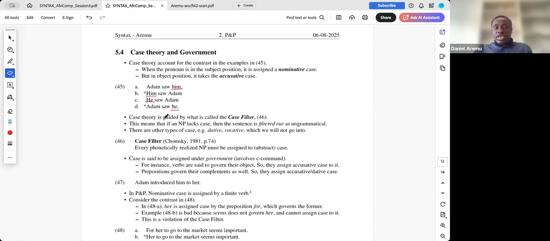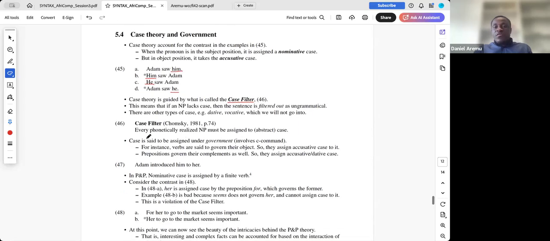And the short case theory is guided by what is called a case filter. And what the case filter says is basically what we have in 46, which says every phonetically realized NP must be assigned whether an abstract case or a morphological case. In fact, mostly an abstract case actually. Morphological case, there are languages that actually have morphological case. English, people have said, even though in the pronoun it shows different morphology, right? Different form, but there are languages that actually show overt morphological marking of case, like German, for example. There are other languages also.